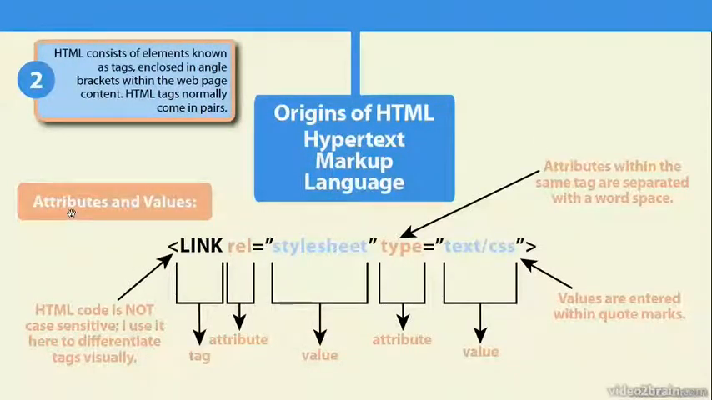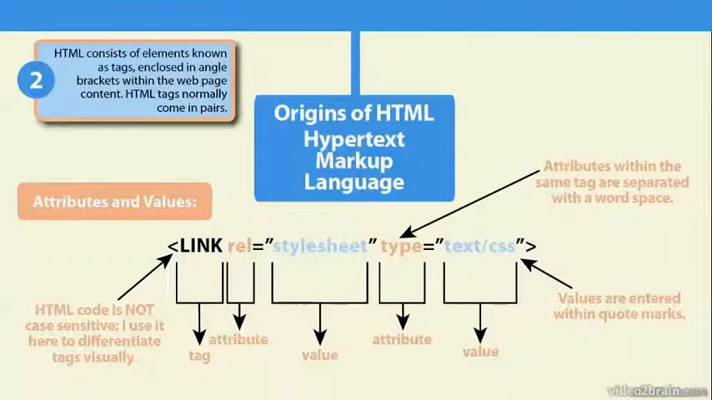We also have things called attributes and values. So you can see here I've got the link tag within the angle brackets, but I've also put things called attributes and values in here. An attribute is an option for that tag, and then the value tells you which option we used. HTML code is not case sensitive, by the way. I use caps here to differentiate tags visually. For example, some hand coders like to make the actual tag name caps and use lowercase for the rest of it.